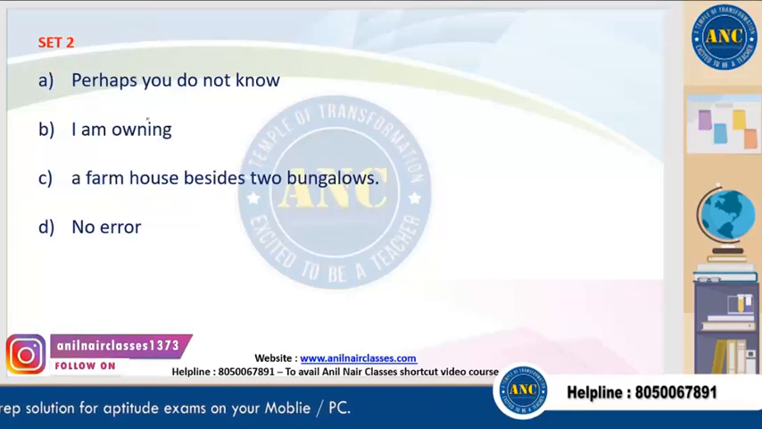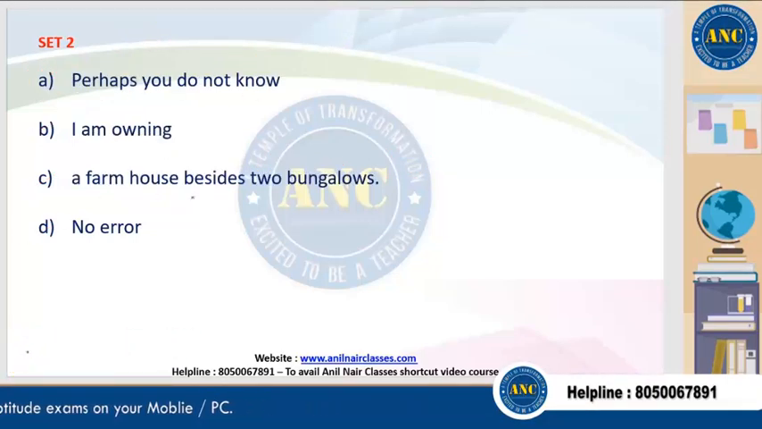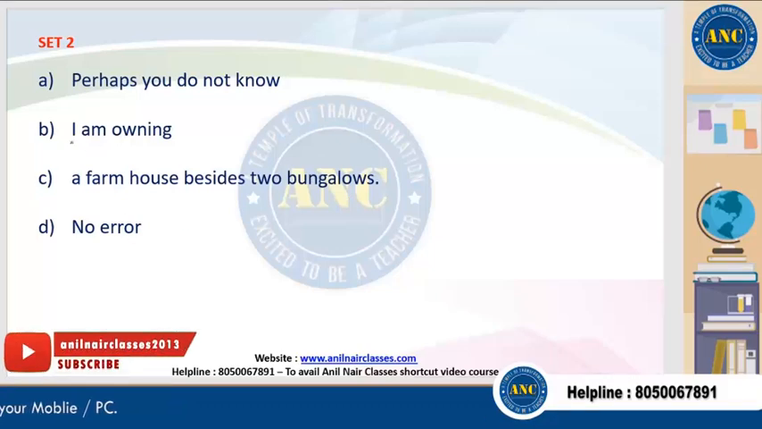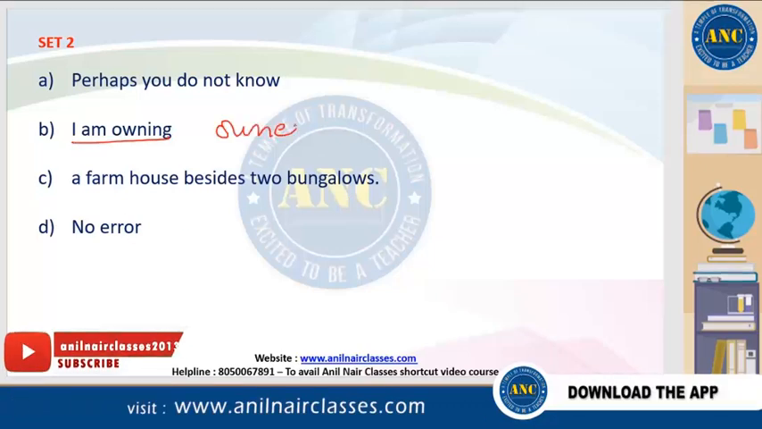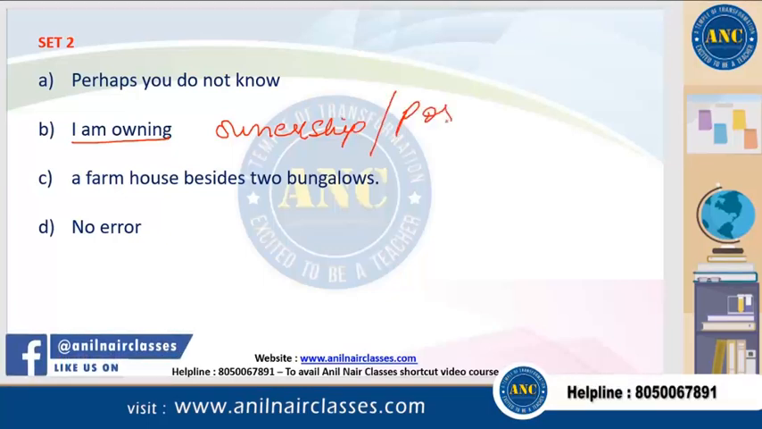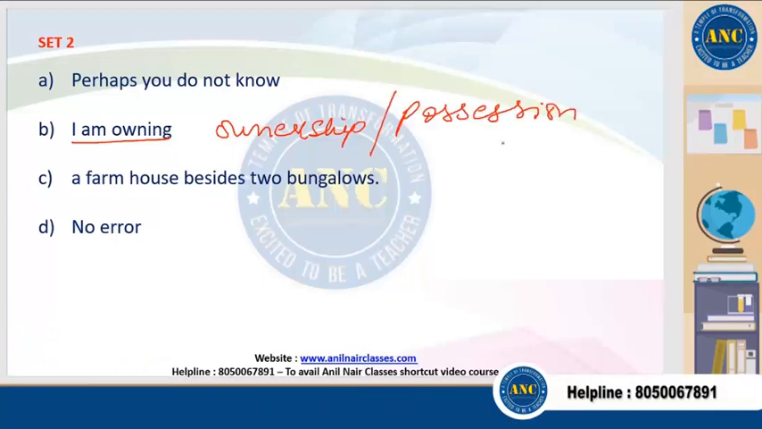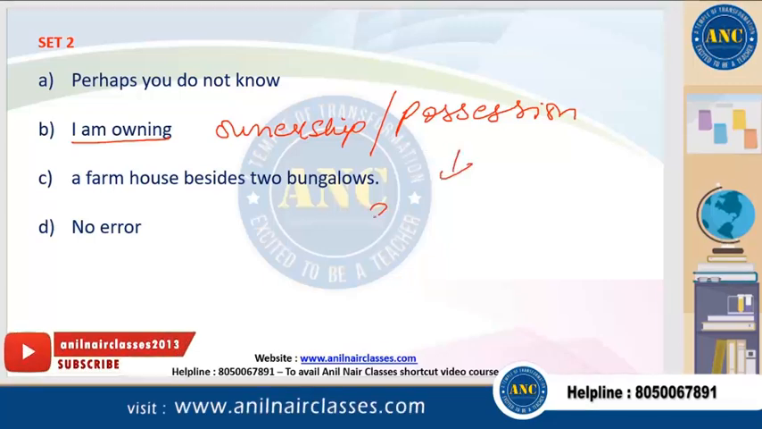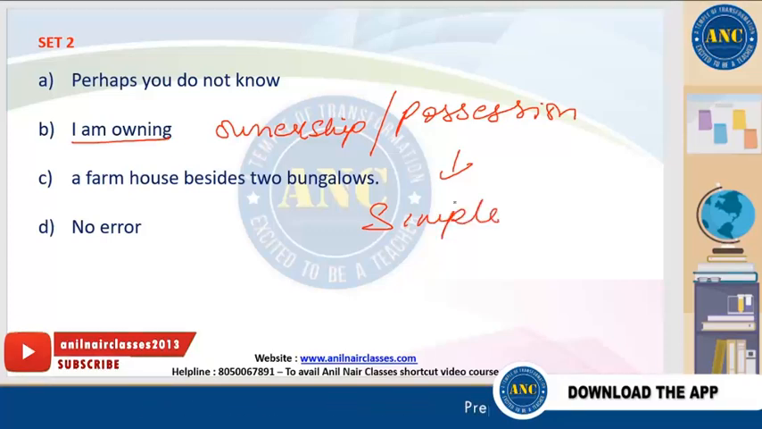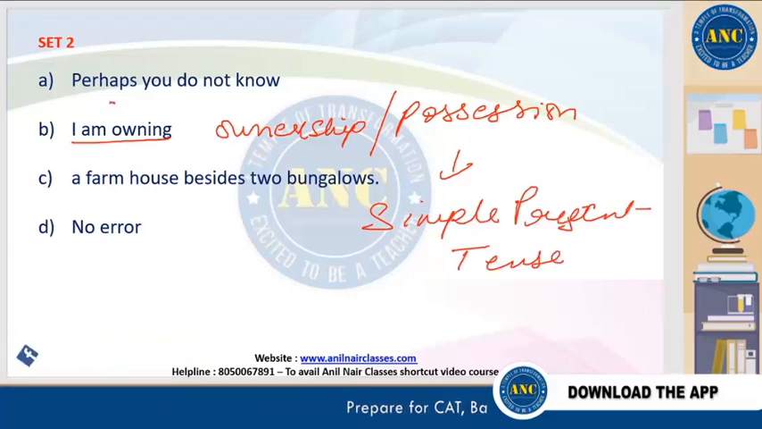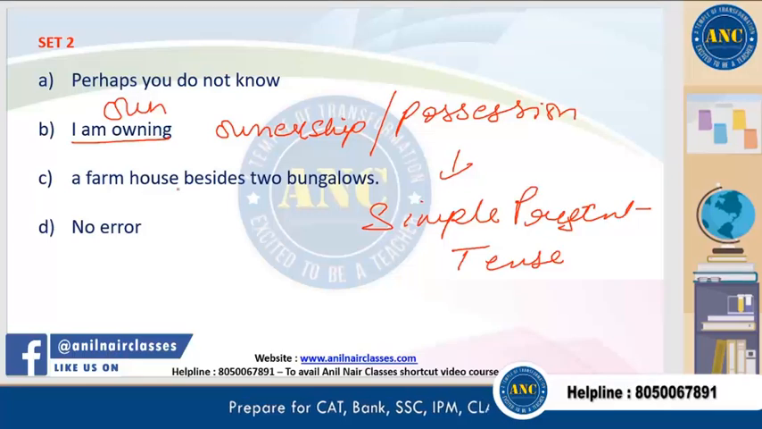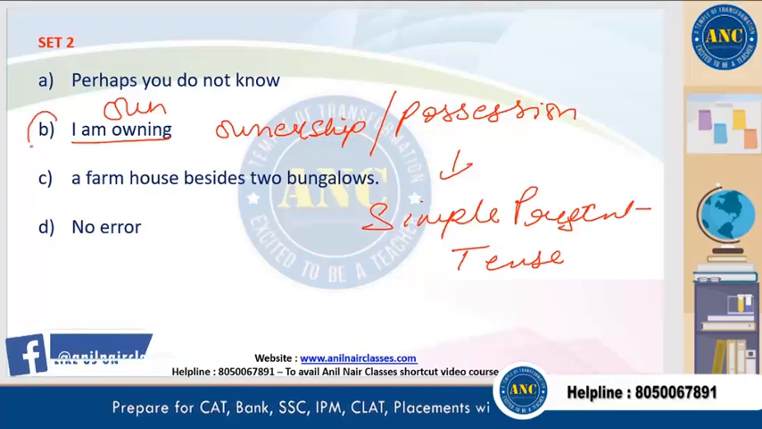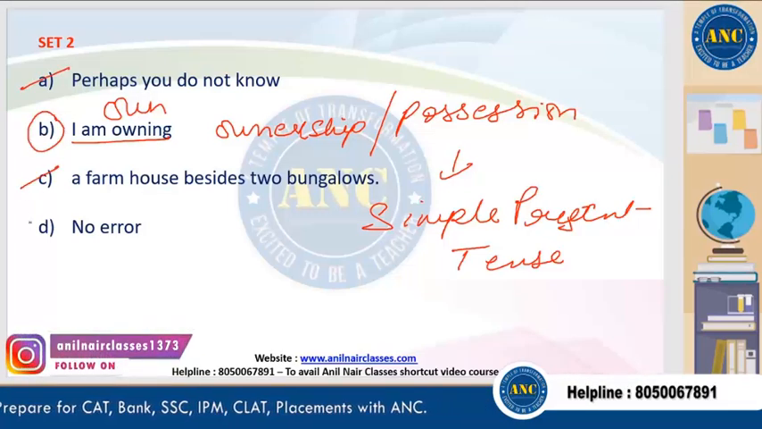Next. Perhaps you do not know I am owning a farmhouse besides 2 bungalows. Again, here also the ownership is coming. So when we are talking about ownership or possession, we always use the simple present tense. So it should be I own a farmhouse besides 2 bungalows. So the correct answer is B. We will get rid of A, C and D.